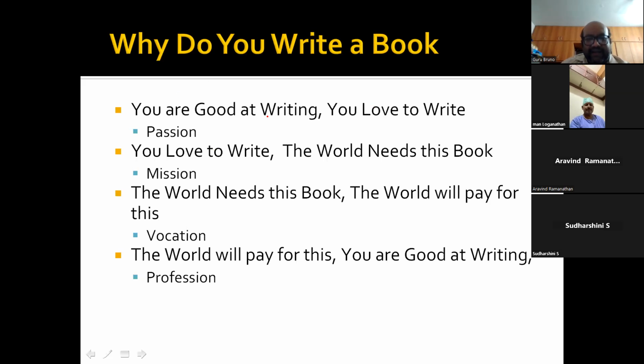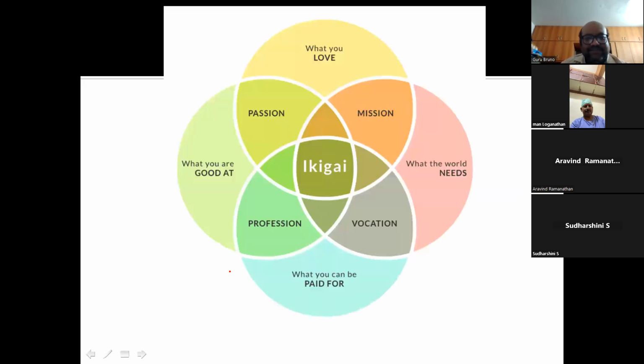So you are good at writing and you love to write. It is your passion. You love to write and the world needs this book. It is a mission. The world needs this book and the world will pay for it. It is a vocation. The world will pay for this, and if you are good at writing, it is your profession. That's all. And you can put it into this chart: what you love, what you are good at, what can be paid for, what the world needs. It is very rare for everything to come together. Don't worry, even if it fits into any of the other boxes, you can continue to write.